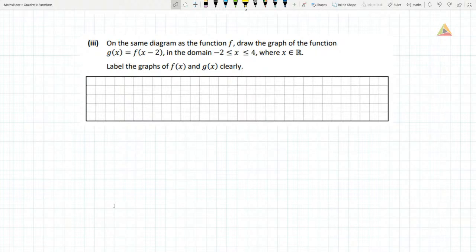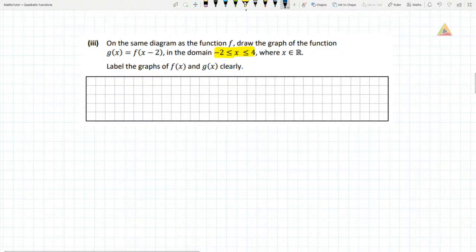So now it's asking me to draw another function. All it's telling me this time is that g(x) is equal to f(x) - 2. Now I have from -2 to 4, so I've got a different domain this time. So it's not the same one. The first one was from -4 to 2. Now we're looking from -2 to 4. So we've got different points here.